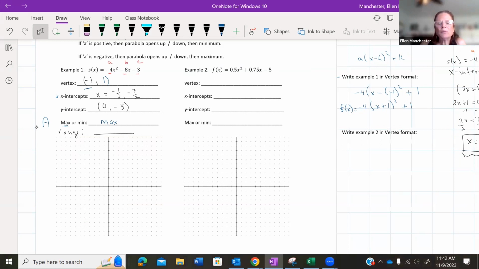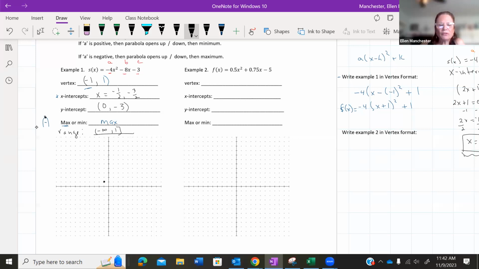Okay. All right. So with this one, I didn't give the range, because you are going to need the range. So remember, the range is all based on the vertex. So if you notice, the y value is the highest point because we have a maximum. So our range goes from -infinity to 1, and it includes the 1.